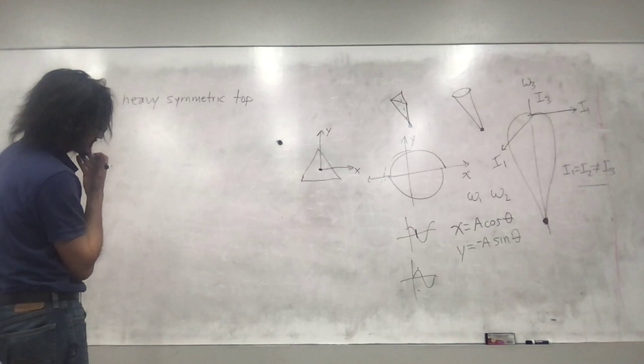Okay, so you have the component in x, y, and z. So it's kind of like this. This is going to be the center of mass of the top. So the torque is going to go from the origin and through this axis and through the center of mass. So this one is going to be the z-axis. And yeah, good.